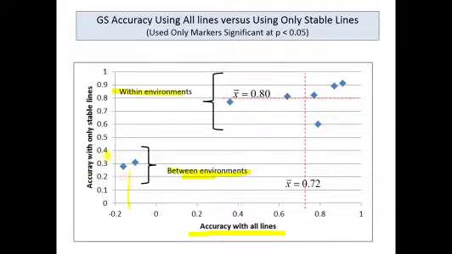But if we throw out the unstable lines, using only the stable lines to build our GS model, we now have an accuracy of about 0.3 on average between environments. Within environments, the average GS accuracy using all lines in the training population to build the model was 0.72. And when we threw out the unstable lines and used only the stable ones to build our models, the average accuracy was 0.8. So we were able to get some increases by using only the stable lines.